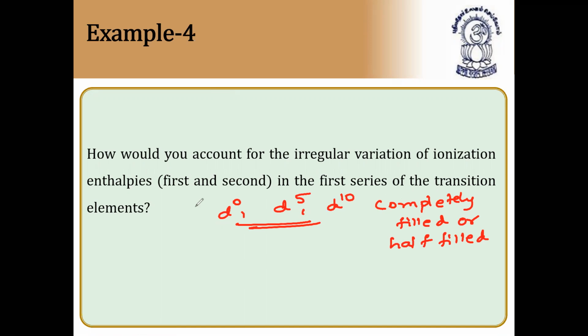That's why, due to these three, that is d5, d0, and d10. For example, scandium plus 3 is d0, Mn plus 2 is d5, and Zn plus 2 is d10. So that's why their ionization enthalpies have irregular variation. Please note it down. Their ionization enthalpies have irregular variation because of d0, d5, d10 configurations.